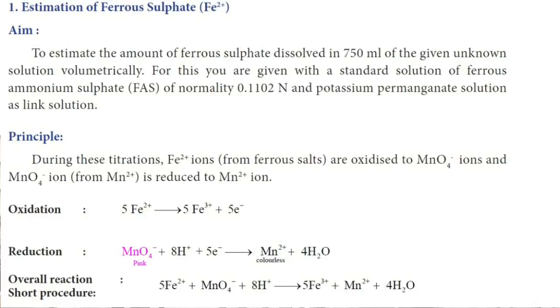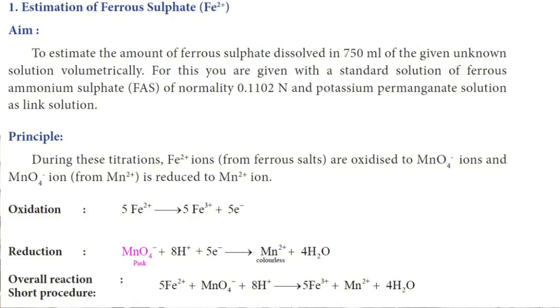We are going to estimate the amount of ferrous sulphate dissolved in 750 ml of the given solution volumetrically. For this, we have a standard solution of ferrous ammonium sulphate of normality 0.1102 N and potassium permanganate as the link solution.